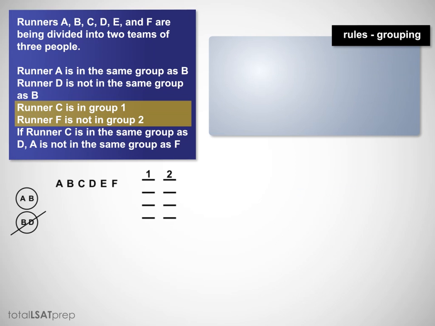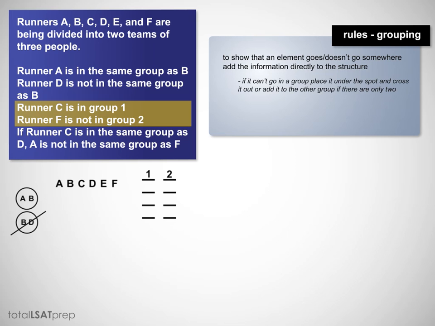The next 2 rules say that runner C is in group 1 and that runner F is not in group 2. And in order to show that an element goes or doesn't go somewhere, you should add the information directly to the structure. And if it can't go in a group, place it under the spot and cross it out or add it to the other group if there are only 2. This is the same approach as with the sequencing games, where if you can add information directly to the structure, you should do so.